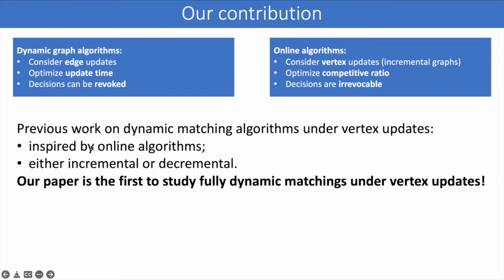Previous results on dynamic matchings under vertex updates were inspired by online algorithms, and as I mentioned before, they are either incremental or decremental. This paper initiates the study of fully dynamic matchings under vertex updates.